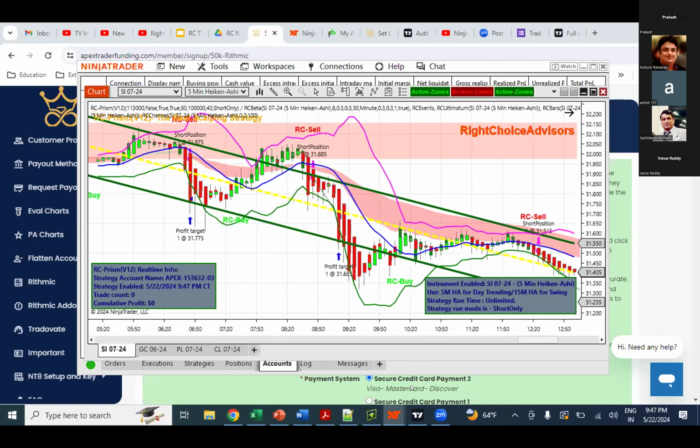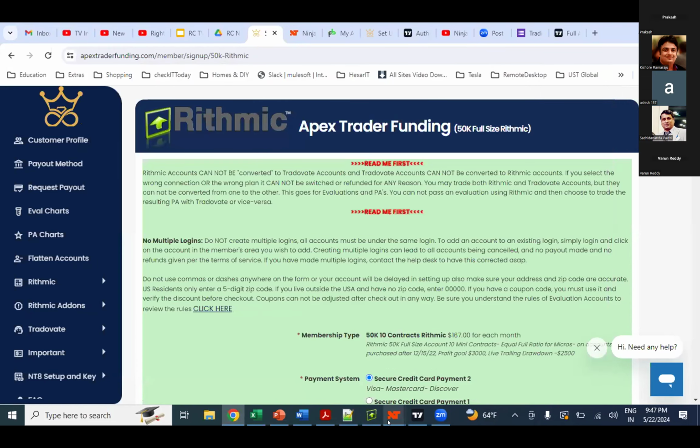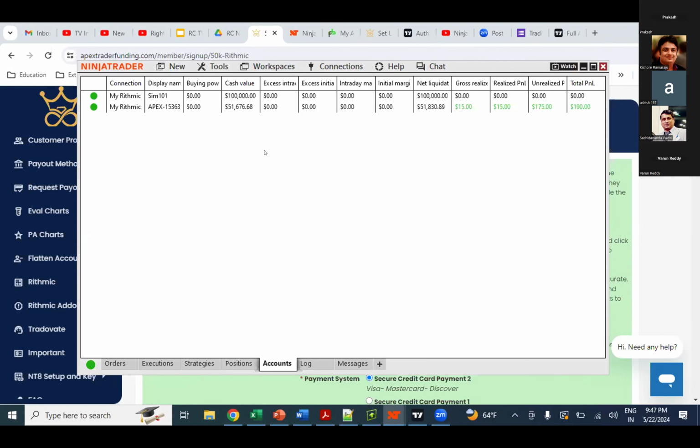Order canceled. So how long will it take to approve these accounts, Kishore? 24 hours? Within 5 minutes they will get added. Once you create the setup, you have to go to connections. You have to disconnect and add it back. Okay. If I disconnect and there is an open trade, it will be lost, right?